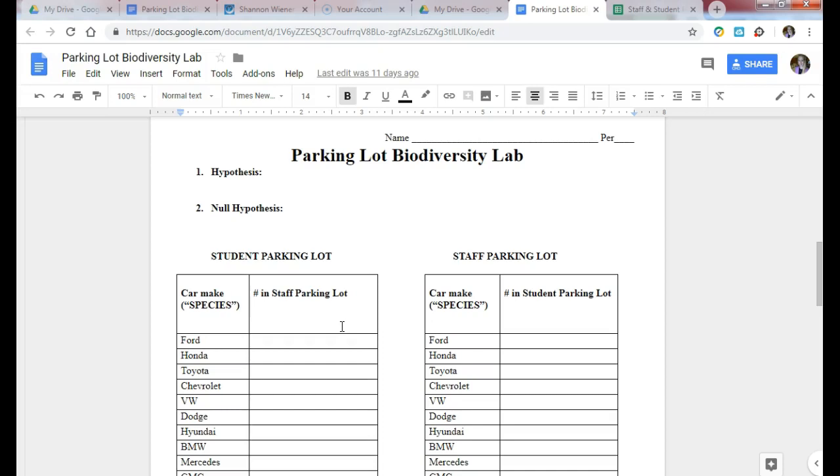Now you're going to have to come up with a null hypothesis. So in this case, what would our null hypothesis be? No relationship between diversity and what else? And the type of parking lot, right? Or what you could say too is there's no difference in diversity between the staff parking lot and the student parking lot. So either one of those. There's no difference in diversity between the two parking lots, or there's no relationship between parking lot type and diversity.